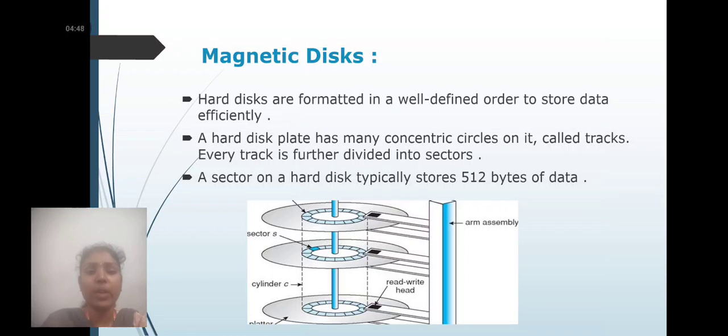Hard disks are formatted in a well-defined order to store data efficiently. A hard disk plate has many concentric circles on it called tracks. Every track is further divided into sectors. Each sector on a hard disk typically stores 512 bytes of data. Here we can see a sample picture of a magnetic disk.